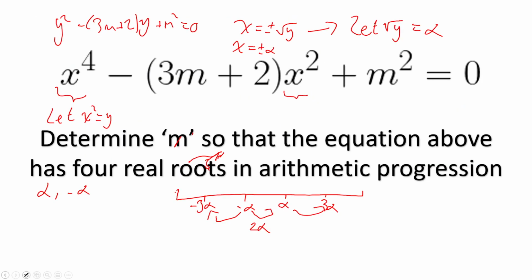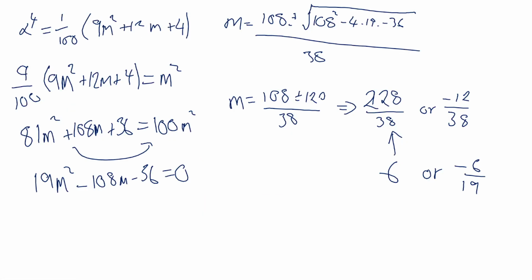For m, determine m so that the equation above has 4 real roots in arithmetic progression. These are our two values. We have 6, and we have minus 6 over 19.